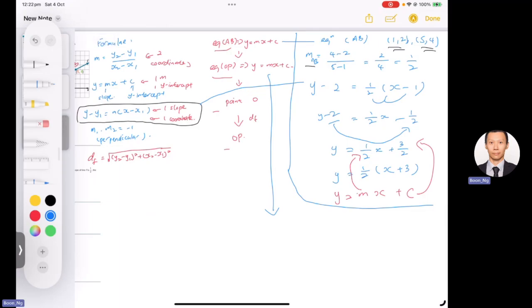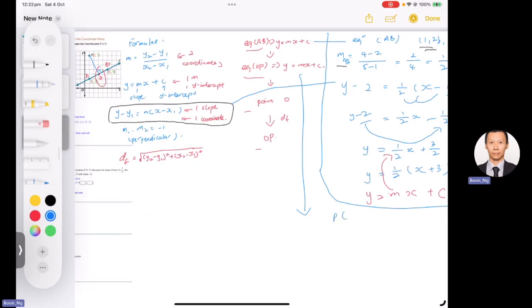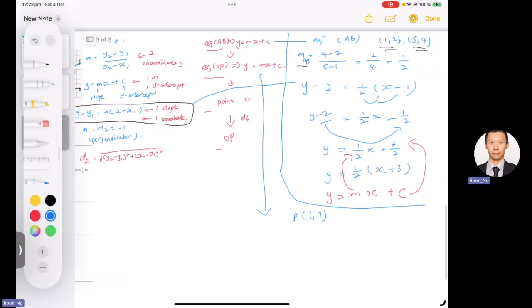The P coordinate from here is 1, 7. And do we have M_OP? We don't, but we can look for it because we know that M1 times M2 equals -1 when they are perpendicular.